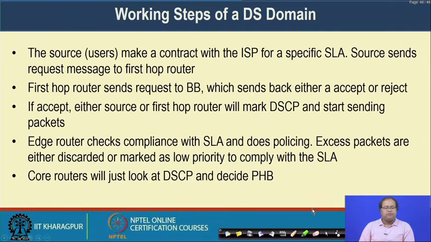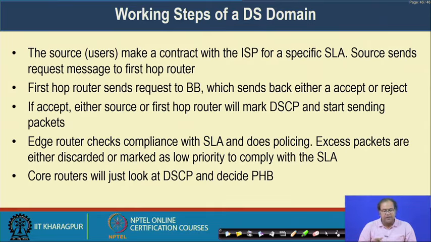Okay, these are the working steps of a DS domain. The source or the user makes a contract with the ISP for a specific service level agreement. The source sends a request message to the first hop router, then the first hop router sends the request to the bandwidth broker, which sends back either an accept or reject based on whether the SLA can be ensured in delivering the packet.